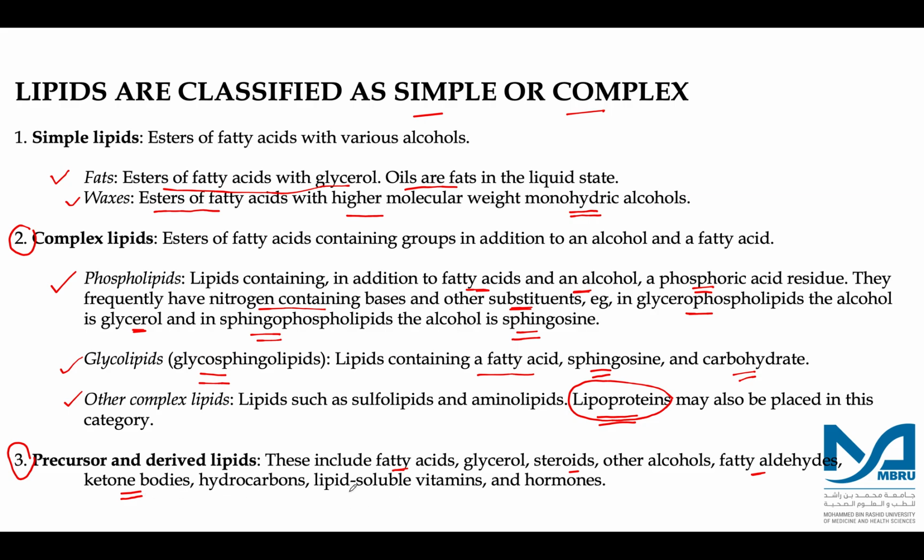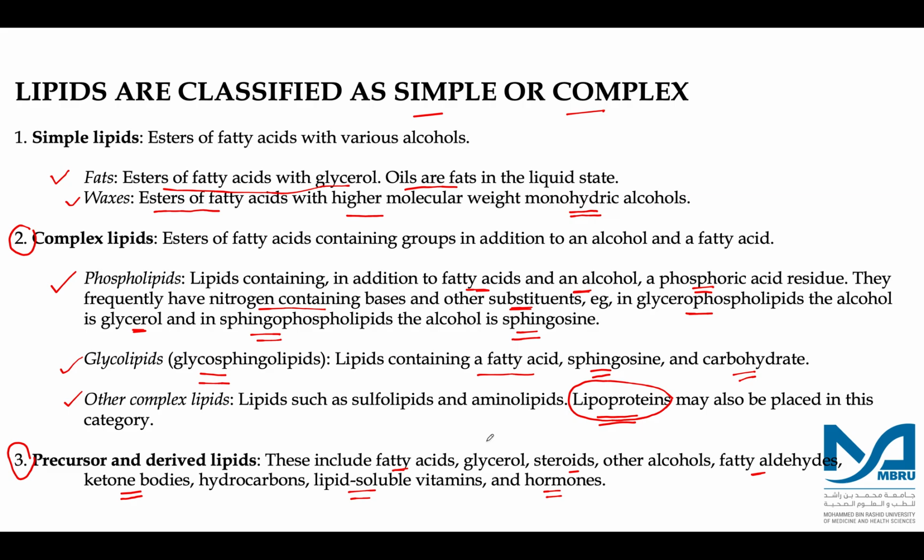Apart from that, we have lipid soluble vitamins. Vitamins such as A, E, D, and K are also derived from lipids. And lastly, we have the hormones, which are also derived from lipids, especially the steroid hormones like testosterone, progesterone, etc. So that's a very, very broad classification of lipids into three classes: simple lipids, complex lipids, precursor or derived lipids.